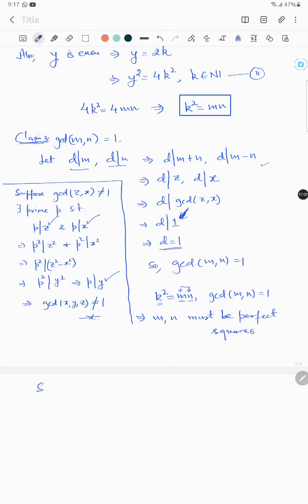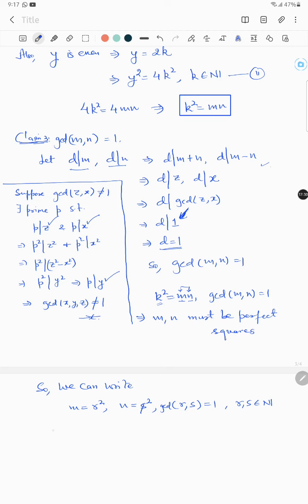That means we can write M as R square, N equal to S square. Of course M and N are relatively prime, so R and S must be relatively prime. That means GCD is equal to 1. Okay, R, S belong to N.